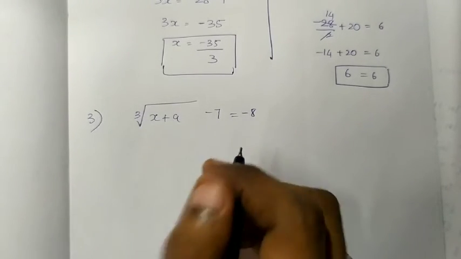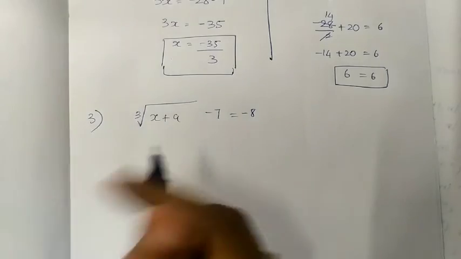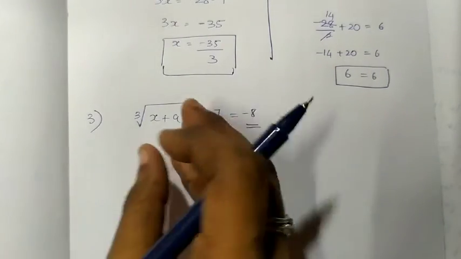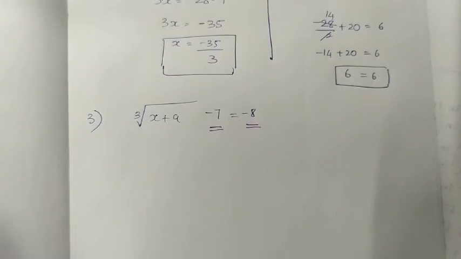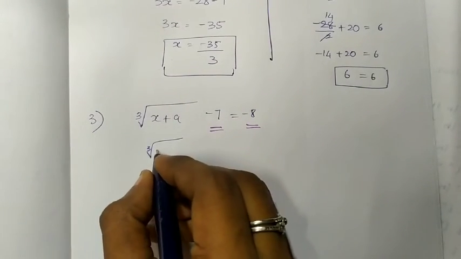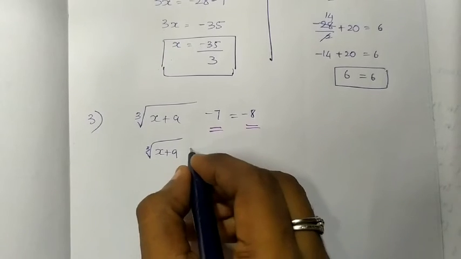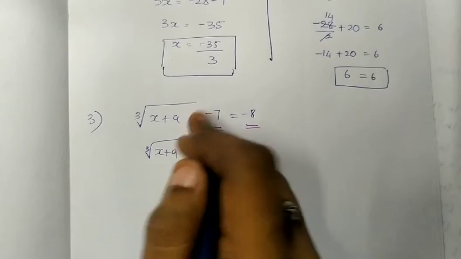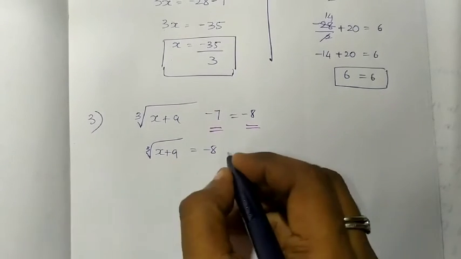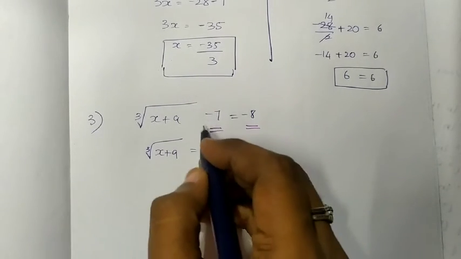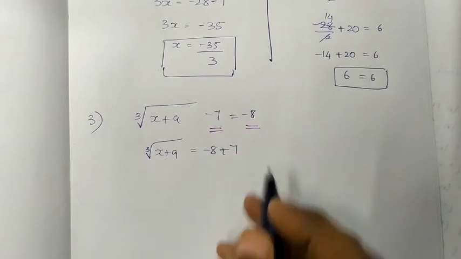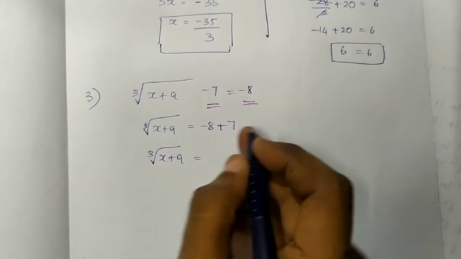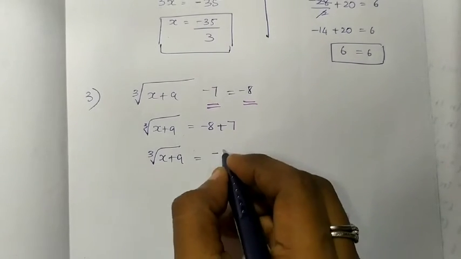For that, what I am going to do is, here this is a constant, this is a constant. I need to bring every constant to one side. So I am keeping this cube root of x plus 9 as it is, and when you bring this minus 7 to the other side, it gets converted to plus 7. The symbol of minus 7 changes to plus 7. Therefore, cube root of x plus 9 is equal to, this is minus 1, right?